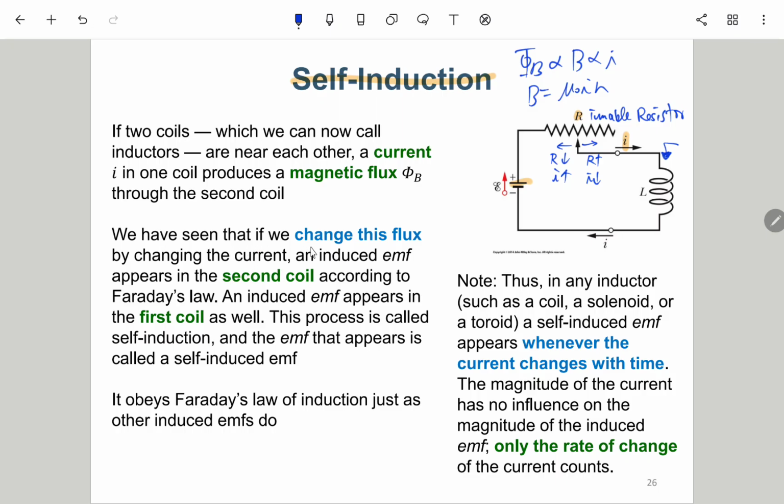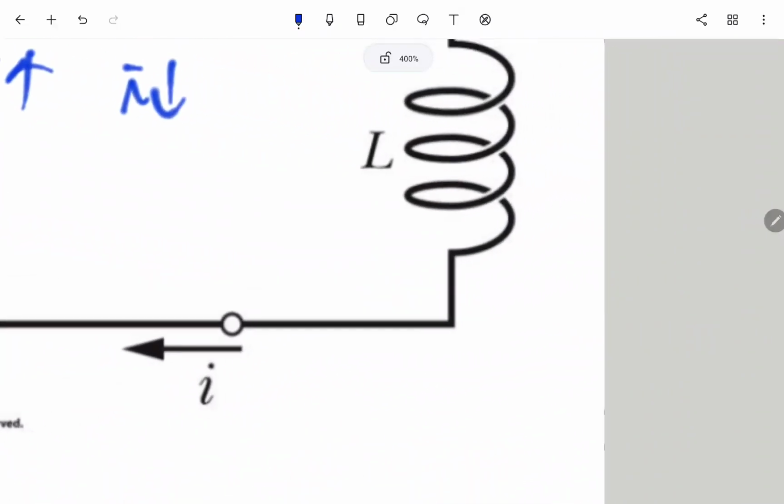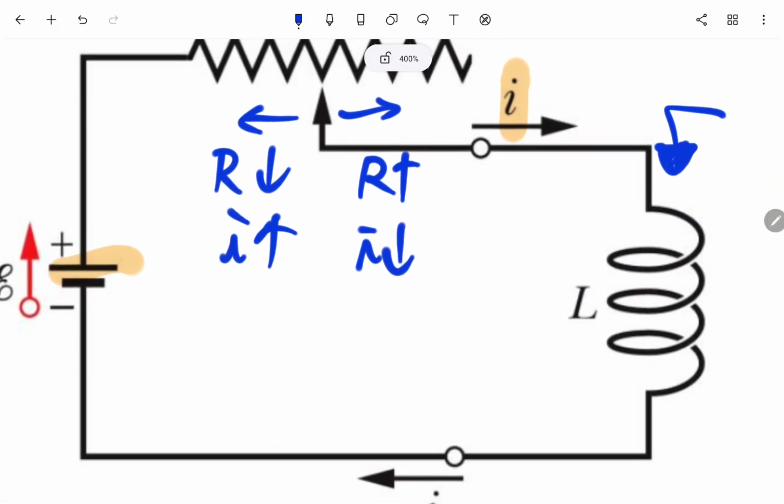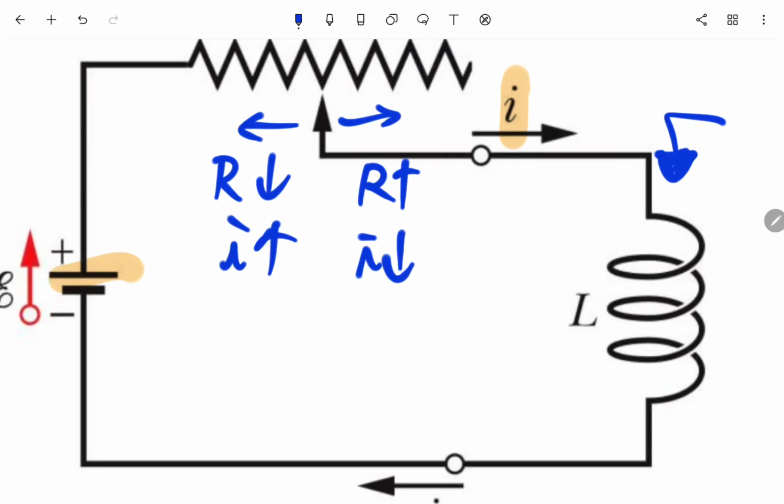Okay, so if we can change the flux, then according to Faraday's law, every single coil can generate a B field. Of course, all the turns will generate B field. But every time we just look at a single turn, it generates some B field, so that for other turns, there will be magnetic flux changes.